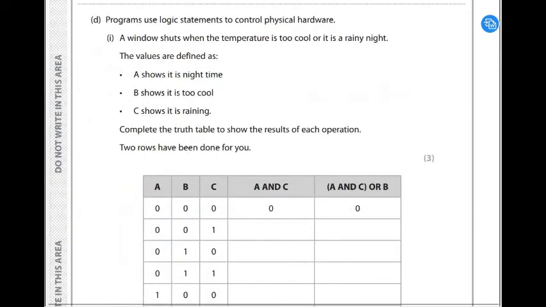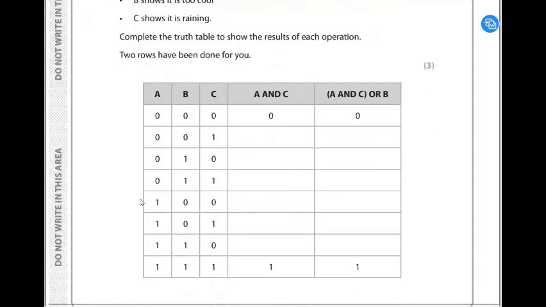Okay. So programs use logic statements to control physical hardware. A window shuts when the temperature is too cool or it is a rainy night. The values are defined as A shows it's nighttime, B shows it's too cool, C shows it's raining. So we need to complete the truth table to show the results of each operation. So 2 rows are done for you. So 0, 0, 0 is 0, 0. 1, 1, 1, all ones. So we got to do the rest.